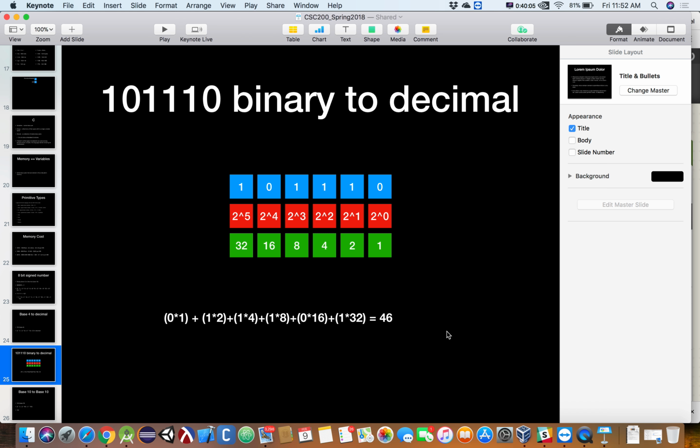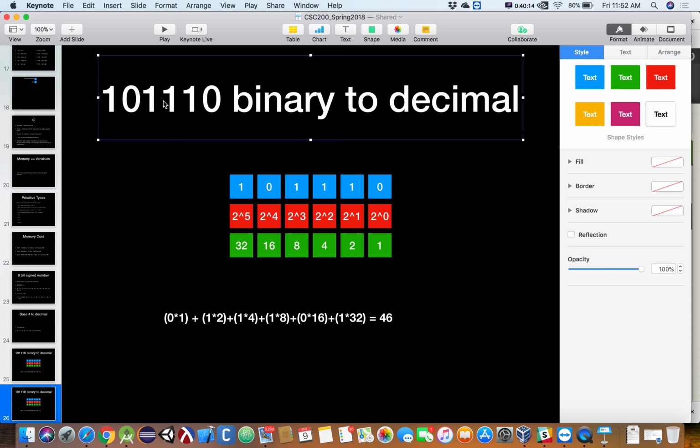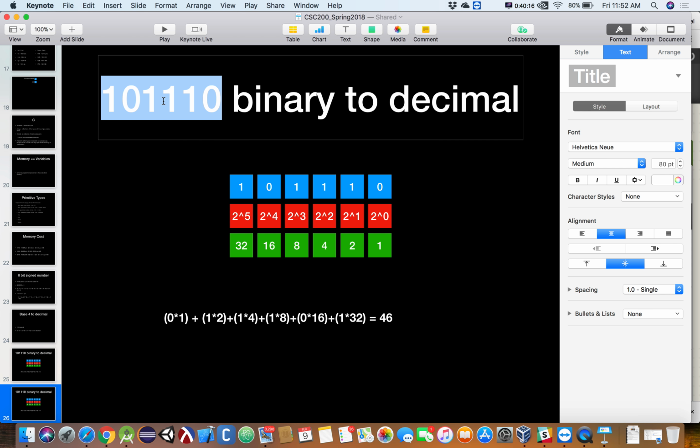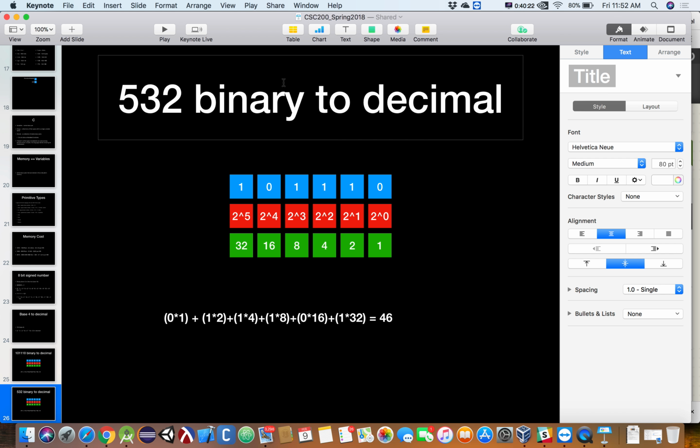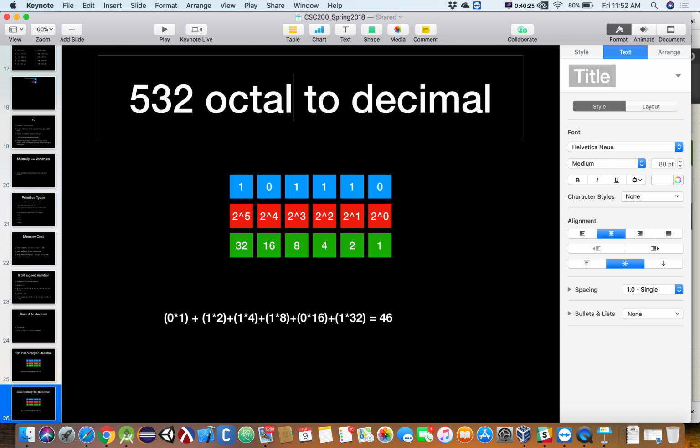All right, this makes sense, how we did this one? Yes. Okay. So we can take that exact same pattern and let's say that we were converting 5, 3, 2 from octal. Here, we're going to test you. What's octal? Base 8. Good. Goodness. Got a golf clap there. All right, so 532 from octal to decimal.